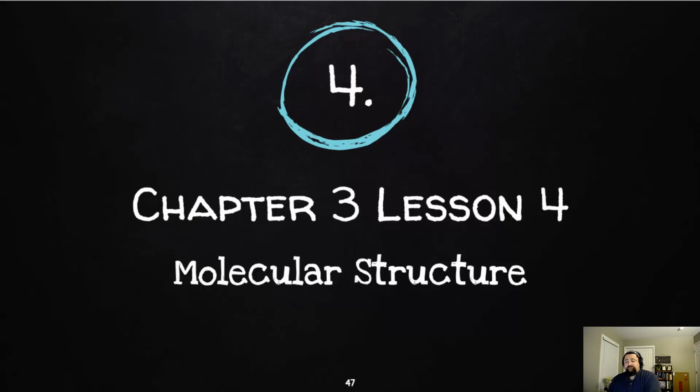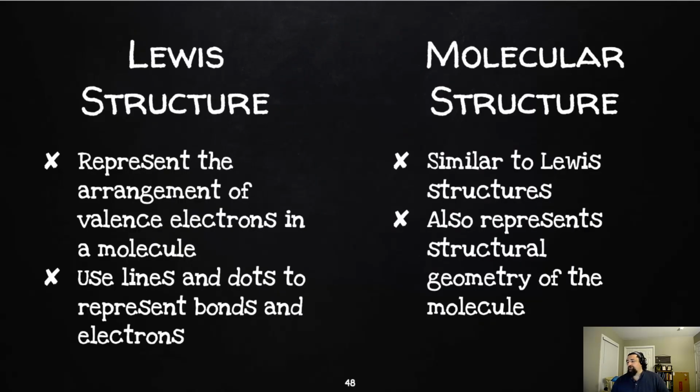Okay, today we are going to be talking about molecular structure and geometry. So, we've learned how to do Lewis structures, but we're going to get into the molecular structure, showing the actual geometry. So, Lewis structures represent that arrangement of the valence shell electrons in the molecule.